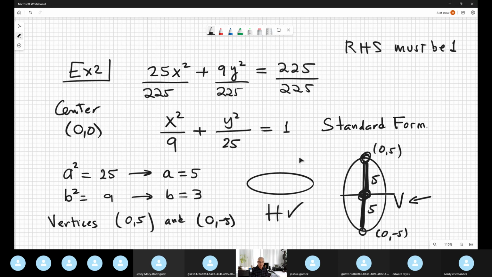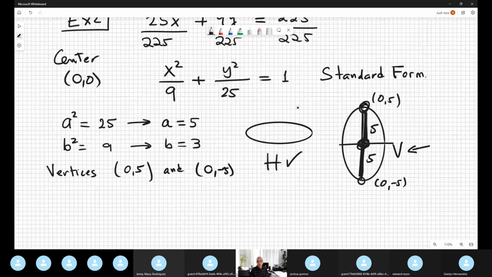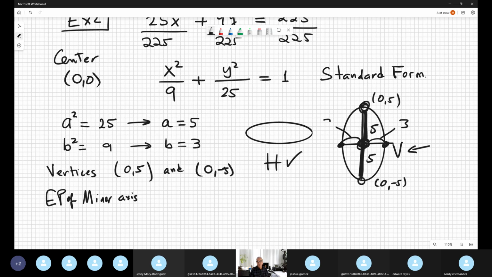Okay, what about that point? That point is the endpoint of the minor axis. What do you think? And this distance is 3, because of b. Look, at that point are 3,0 and -3,0. Makes sense, eh?